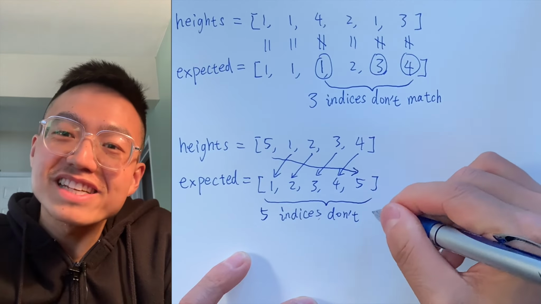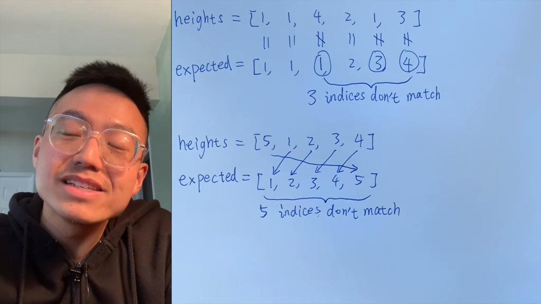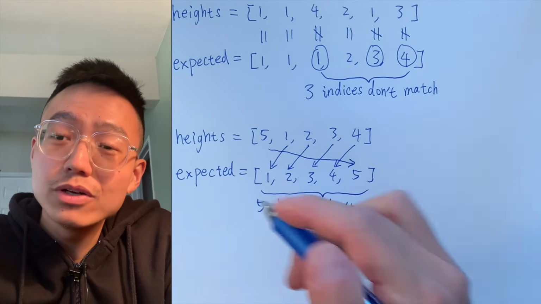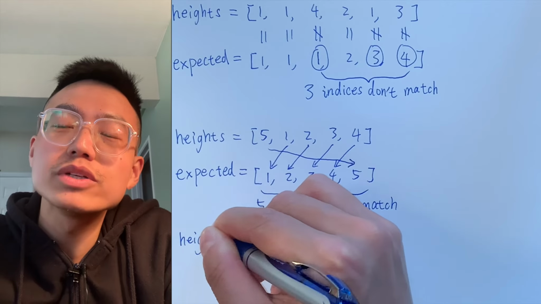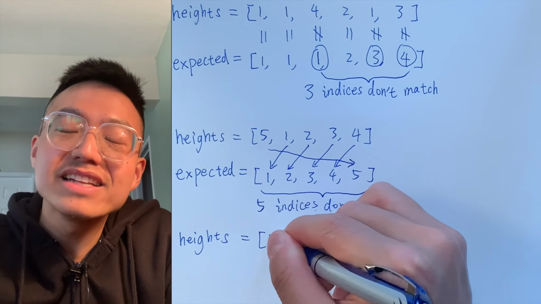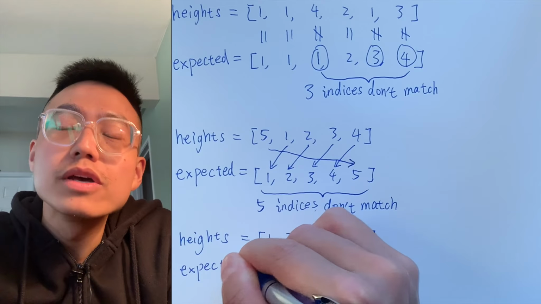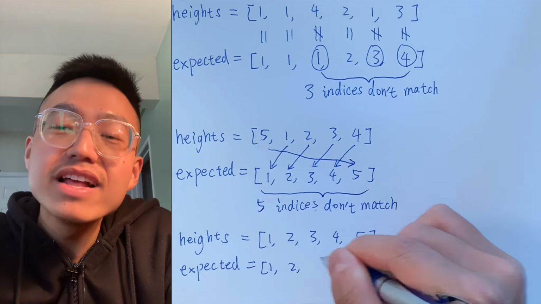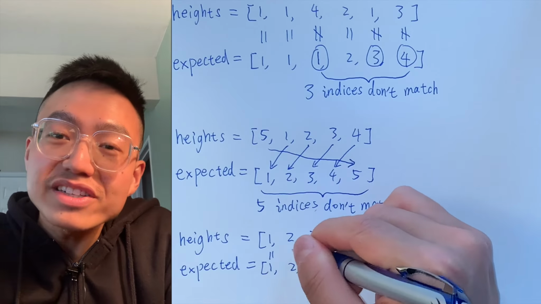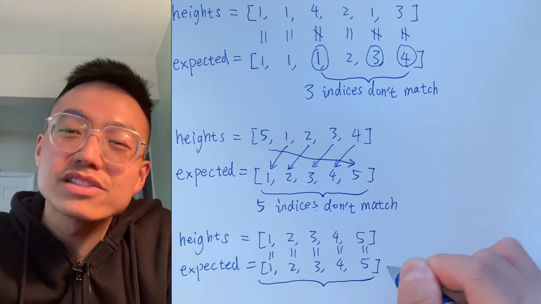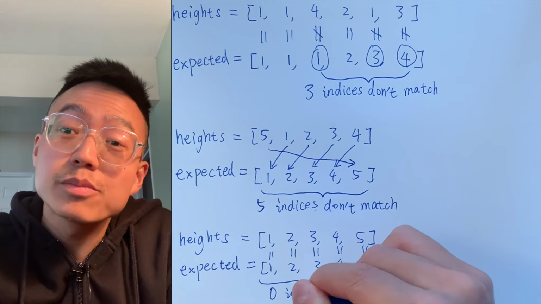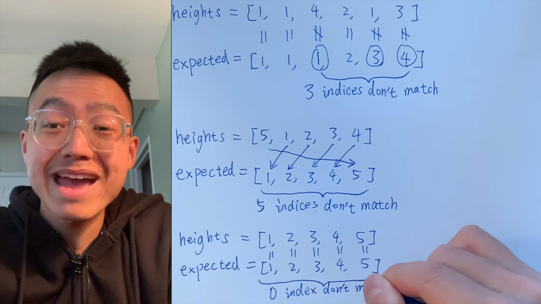So in the first example, the indices 2, 4, and 5 do not match, so it returns 3. In the second example, all indices do not match, so it returns 5. And in the third example, 0 indices do not match, so that means all indices match.